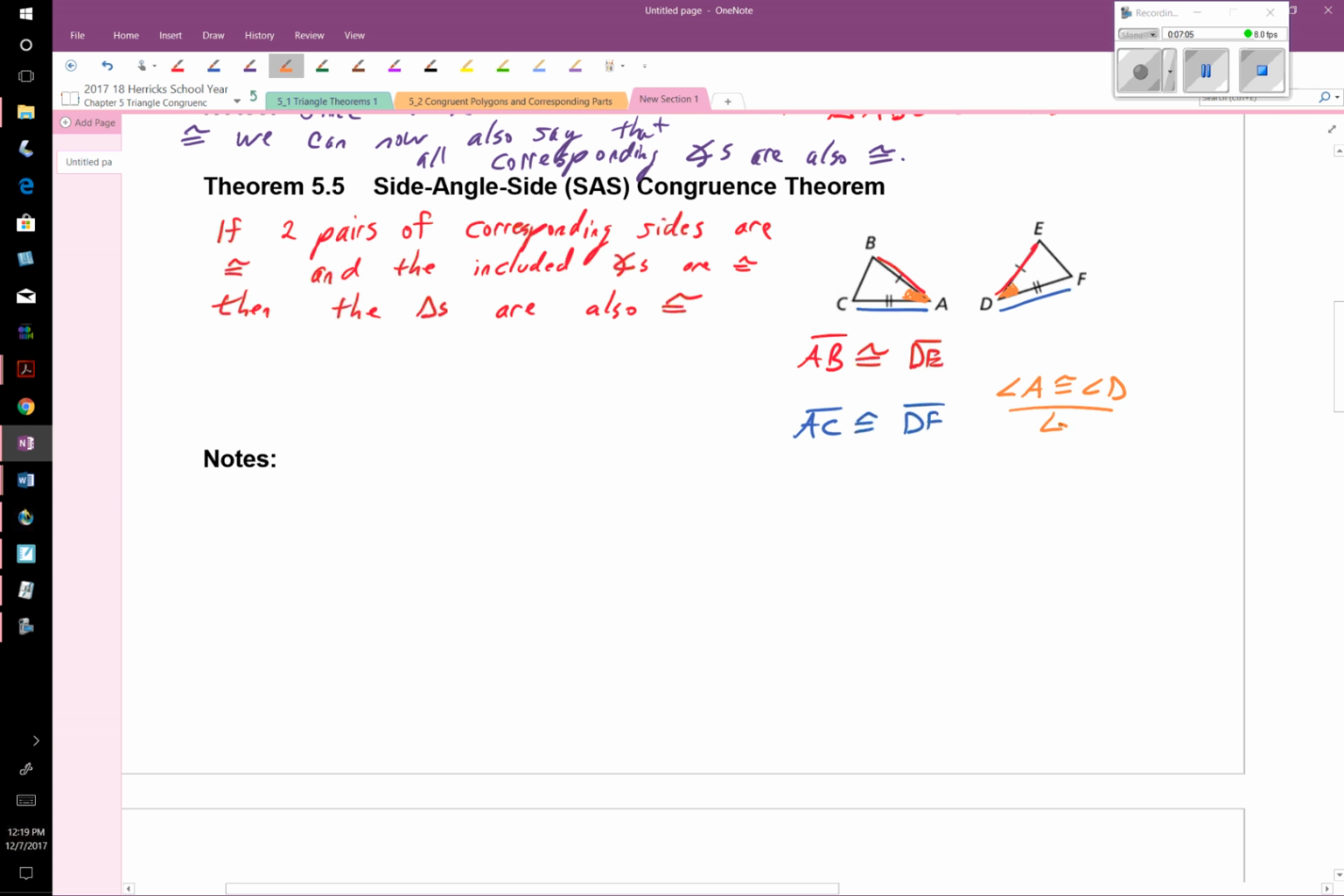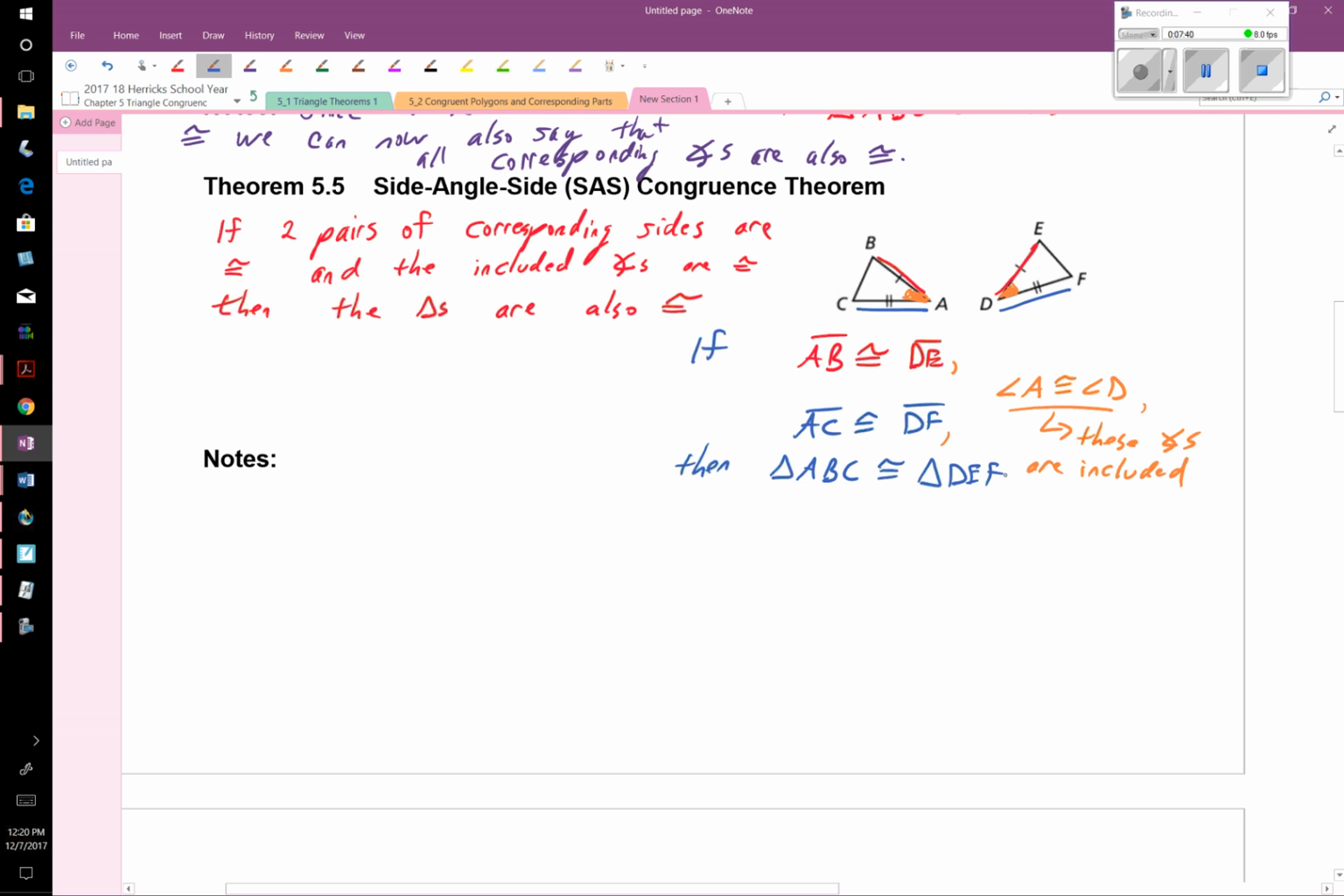And we know these angles are included. Okay, so you know this information, this and this. So if AB is congruent to DE, angle A is congruent to angle D, and AC is congruent to DF, then triangle ABC is congruent to triangle DEF.